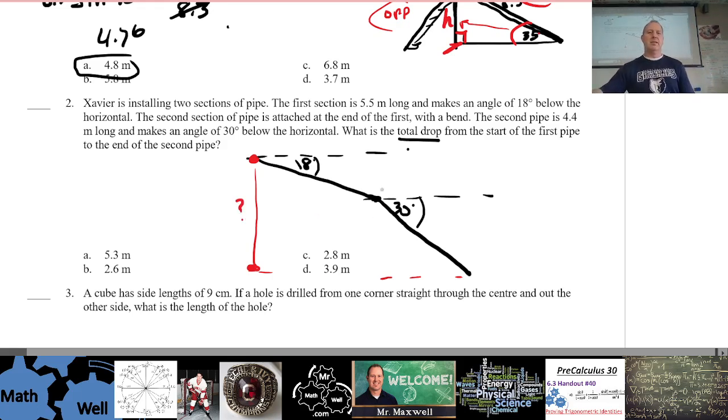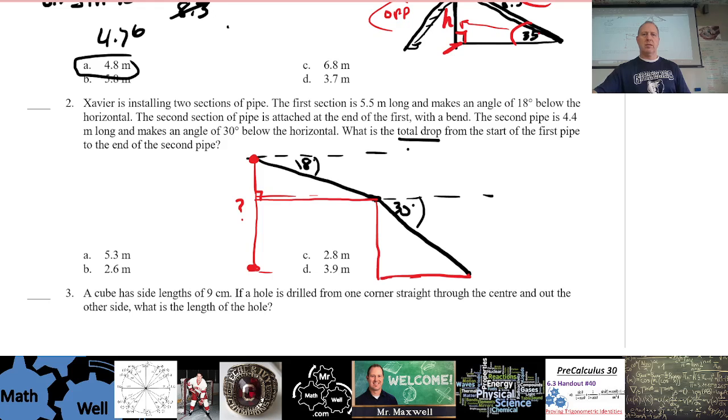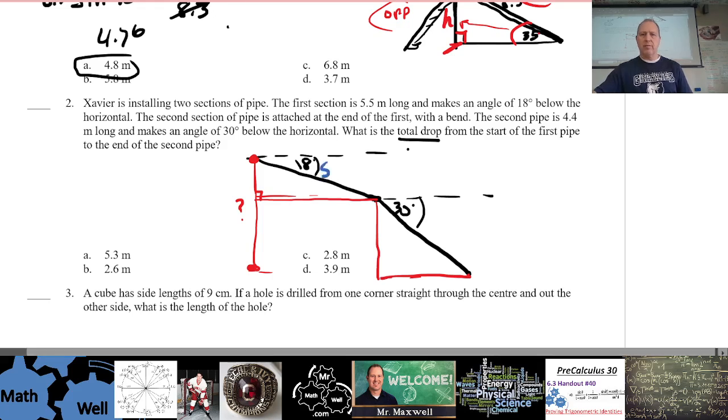Because the pipes are at different angles, we have to split it into 2 triangles. So there'll be triangle number 1 up top, and then there'll be another triangle maybe here. Okay, so the distances on here are 5.5 and 4.4.